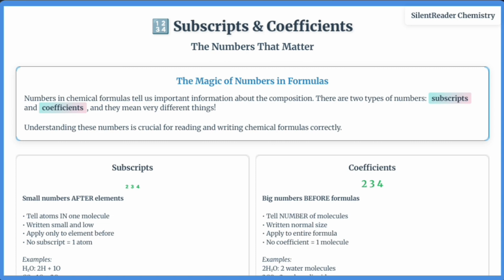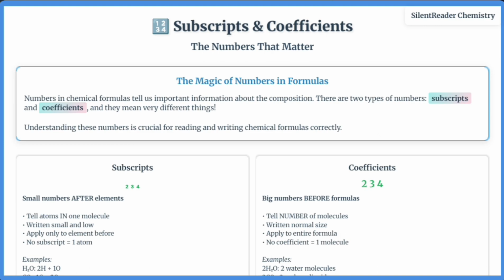Let's understand the magic of numbers in formulas. There are 2 types of numbers, subscripts and coefficients, and they mean very different things. Subscripts are small numbers after elements that tell us atoms in one molecule. Coefficients are big numbers before formulas that tell us the number of molecules. For example, in 2H2O, the 2 before is a coefficient meaning 2 water molecules, and the 2 after H is a subscript meaning 2 hydrogen atoms per molecule.